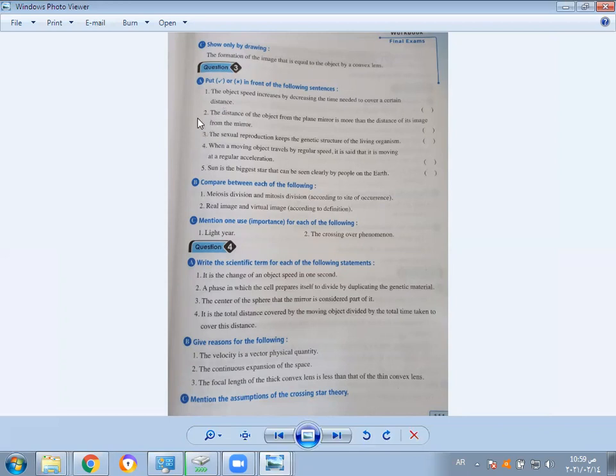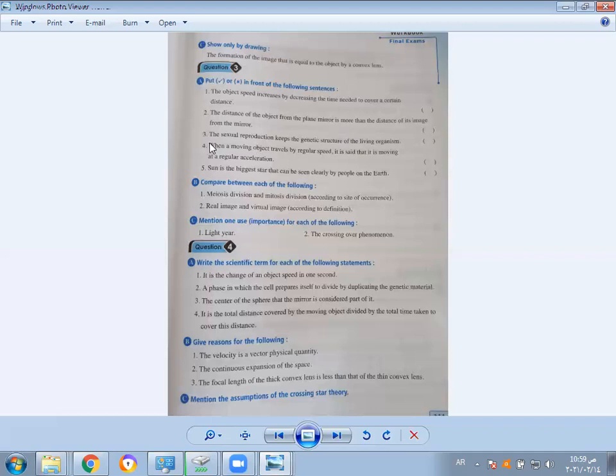Number 2. The distance of the object from the plane mirror is more than the distance of its image from the mirror. Of course, it is wrong, because the distance of the object from the plane mirror is equal to the distance of its image from the mirror.